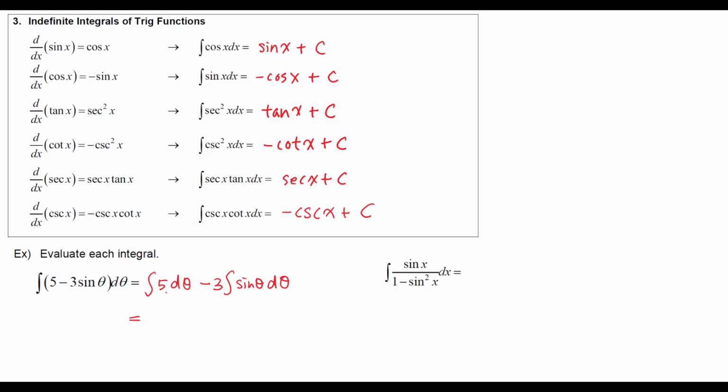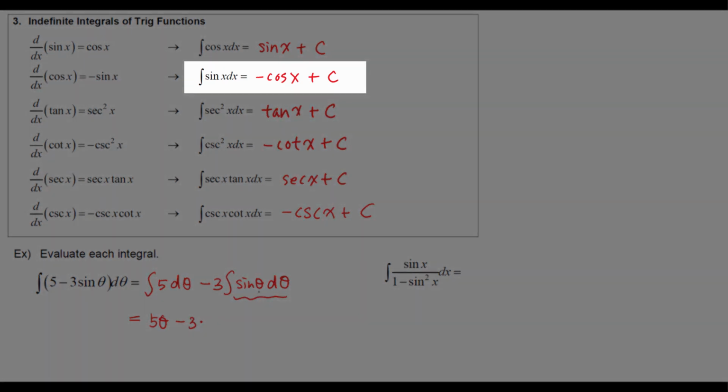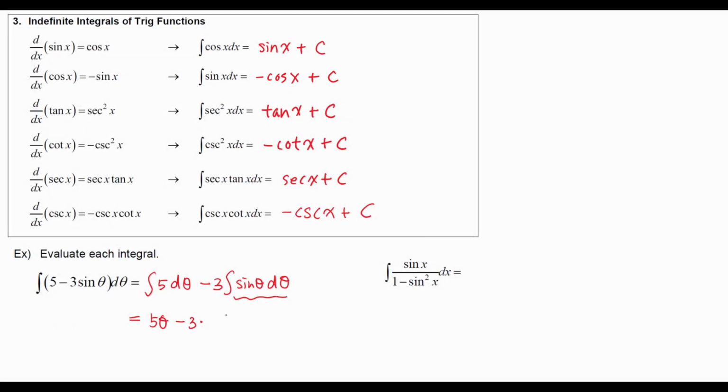What do you have to take the derivative of to get 5? That will be 5 theta. And then minus 3, and now times the integral of sine theta d theta. What was the integral of sine x dx? That was negative cosine x plus c. So I'm gonna get negative cosine theta plus c. So my final answer is 5 theta plus 3 cosine theta plus c.